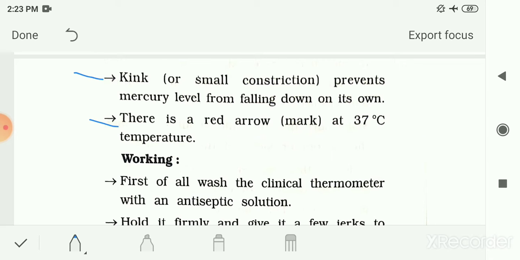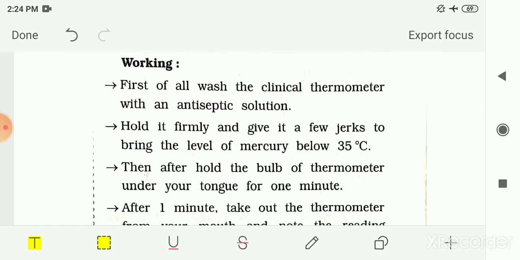And the range for this kind of thermometer is from 35 degrees Celsius to 42 degrees Celsius, and in the Fahrenheit scale it's from 94 degrees Fahrenheit to 110 degrees Fahrenheit. There is also a kink-like structure at the bottom of this capillary tube, and this prevents the mercury level from falling down on its own. And at 37 degrees Celsius there is a red arrow which represents the normal body temperature of a human being.